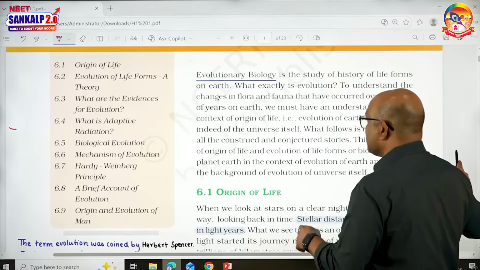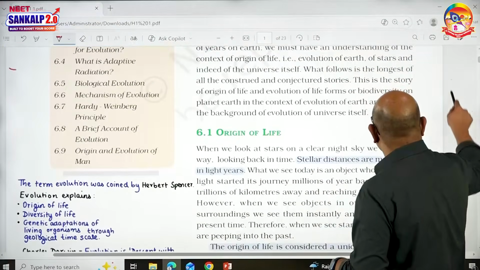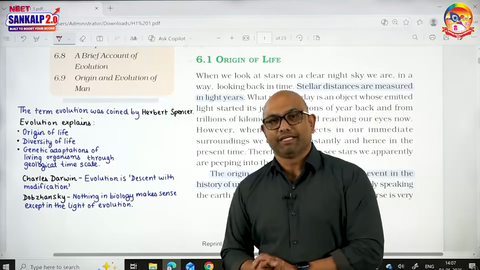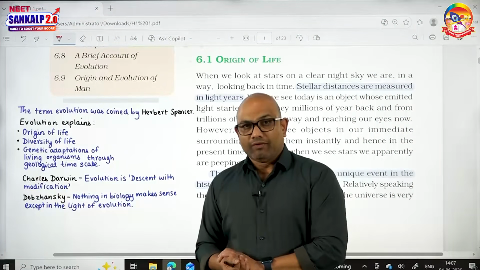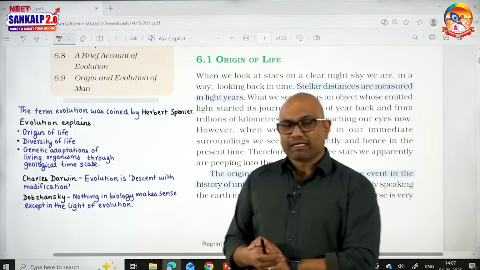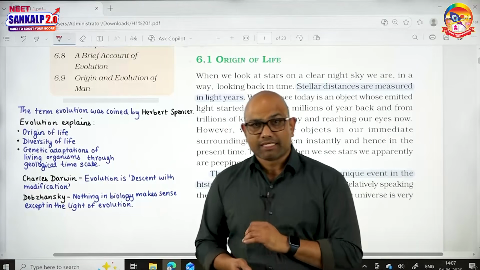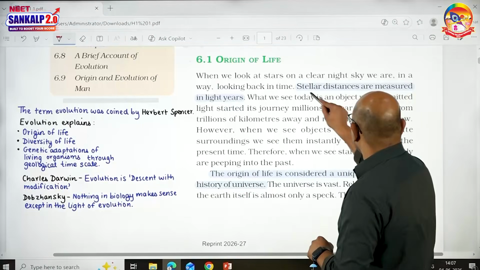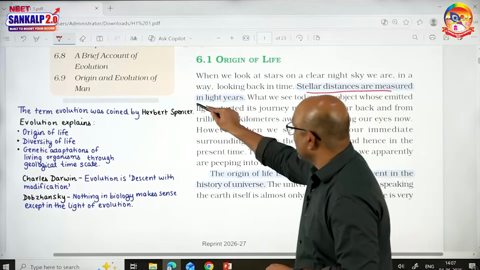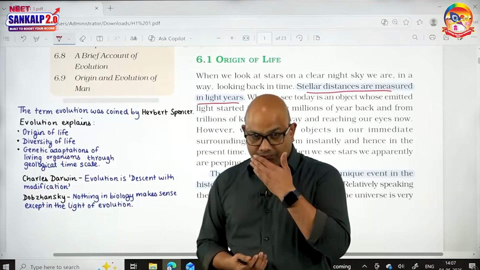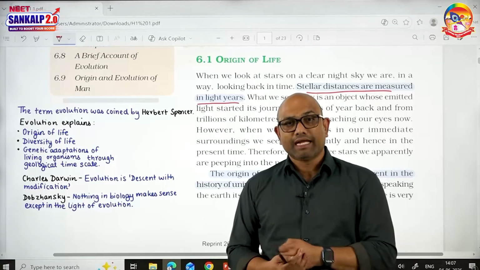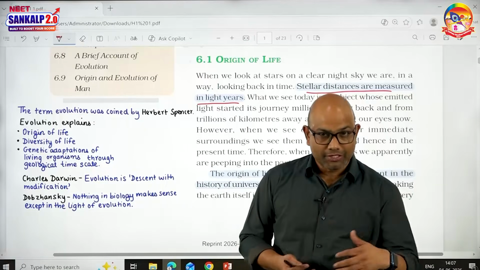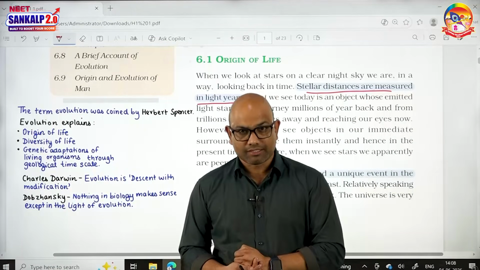So the first topic is origin of life. Before explaining the origin of life, we have to talk about the origin of the universe first. And what is the measurement that can be used to measure the distance between stars? Light years. Stellar distances are measured in light years. That means the distance light travels in 1 year can be calculated, and based on that, they mention the distance between the stars.